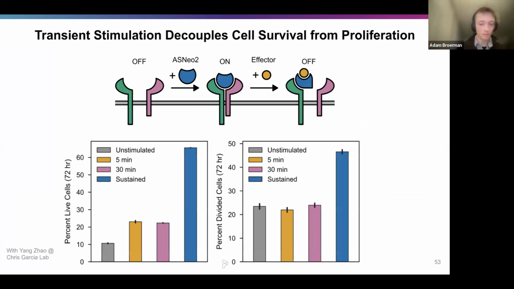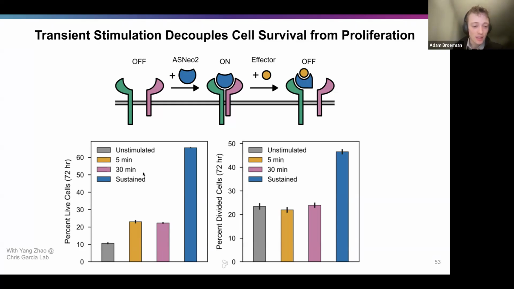Okay, and then finally, I wanted to see how transient stimulation with this tool can actually affect cell behavior. So the idea is you can transiently stimulate cells using this switchable cytokine by first adding the cytokine that turns signaling on, and then maybe a few minutes later, you can add effector and that should turn signaling back off, even if that signaling has already started.